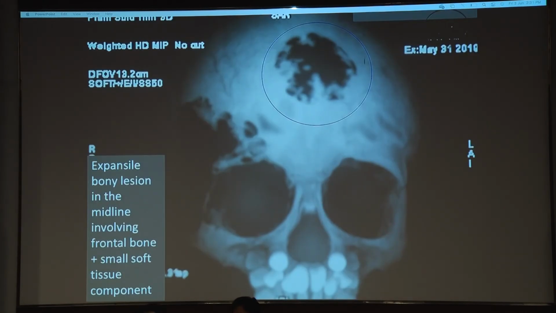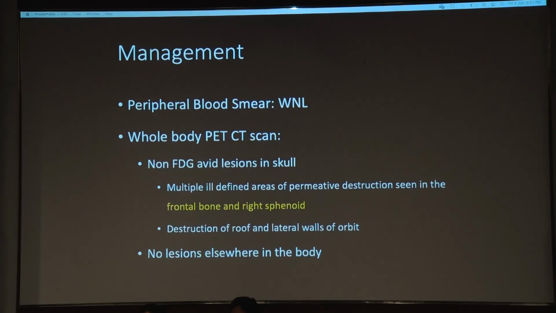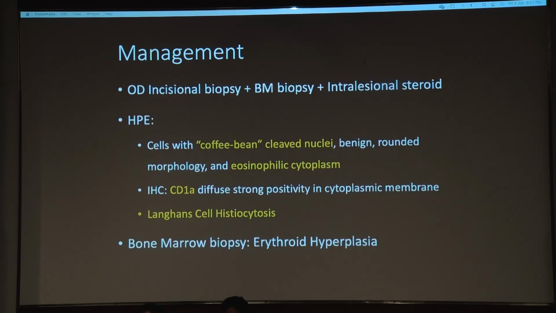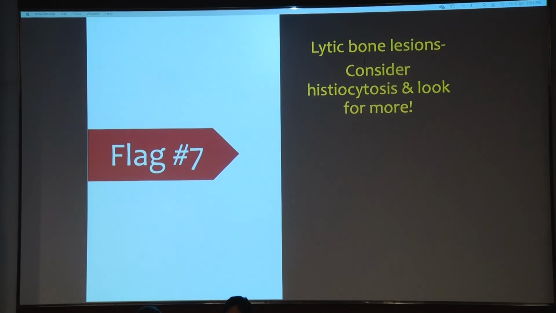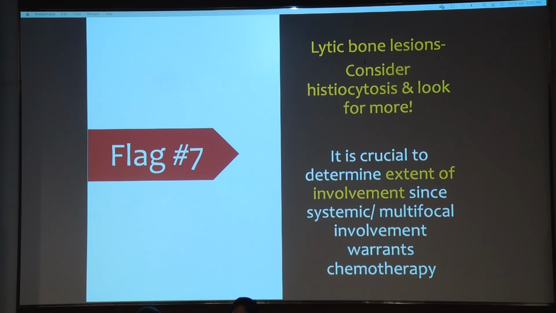There was also adjacent soft tissue involvement. That was not it. There was another expansile bony lesion involving the frontal bone with a small soft tissue component to it. So expansile bony lesions with adjacent soft tissue components should point towards histiocytosis. In this child, the only parts that were involved were the skull. So an incisional biopsy was performed from the orbit to confirm the diagnosis along with a steroid injection. And she subsequently received chemotherapy because of the multifocal nature of the disease. So in lytic bone lesions, consider histiocytosis. Always evaluate the whole body, because presence of systemic involvement or multifocal disease warrants chemotherapy.